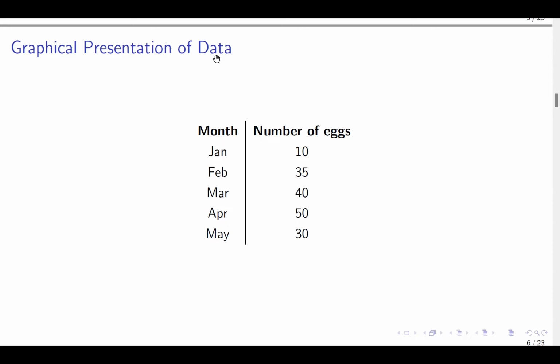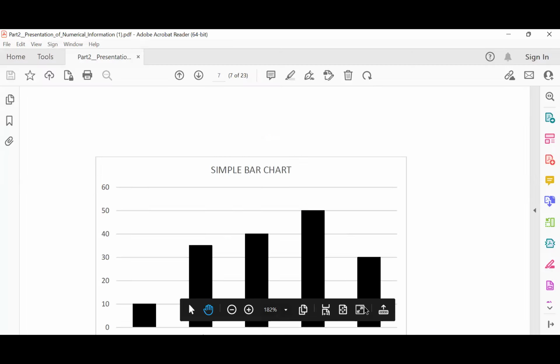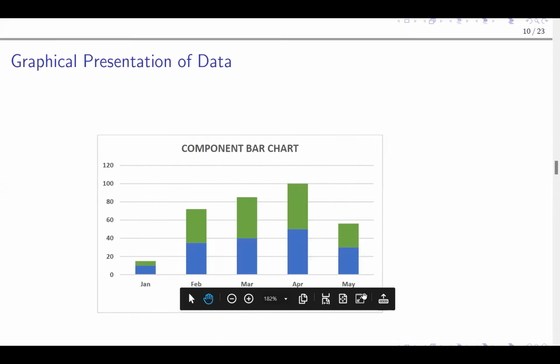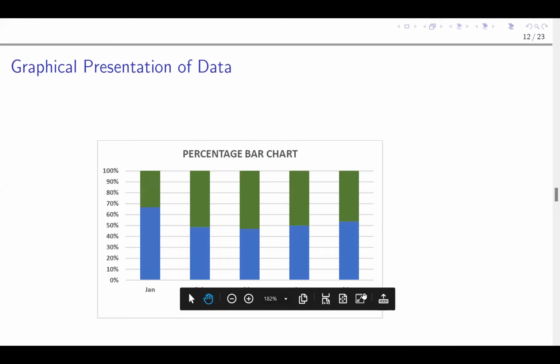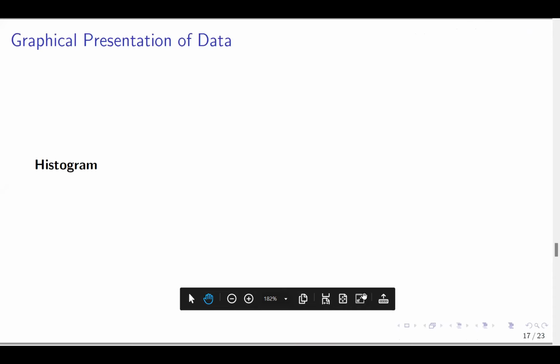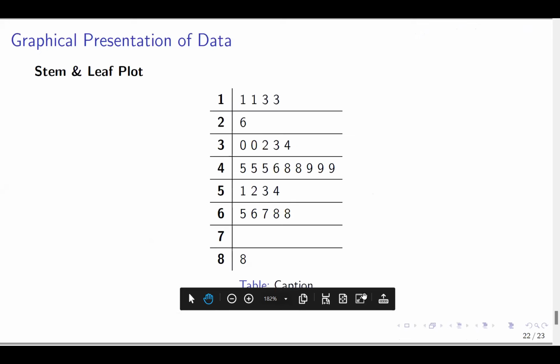We will look at simple bar charts, multiple bar charts, component bar charts, percentage bar charts, a line graph, a histogram, frequency polygon, cumulative frequency polygon, and also the stem and leaf plots.